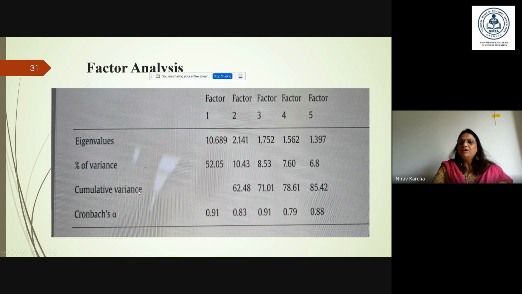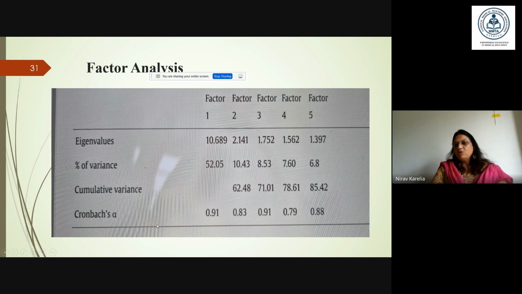And the cumulative variation is the addition. Suppose I consider factor 1 and 2 only, and the other 3 are not included. Then what is the variability? It is 62%. Now to the 62%, I add the third factor. Considering all these 3 factors, the variability explained is 71%. So this is the cumulative variance.